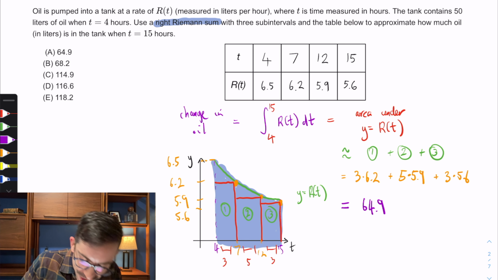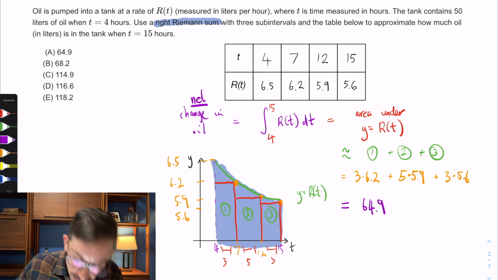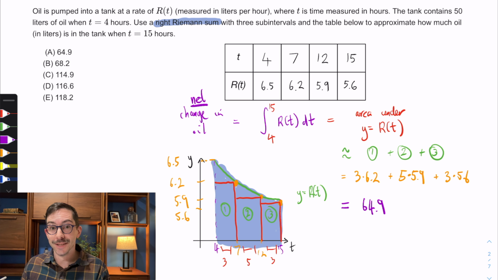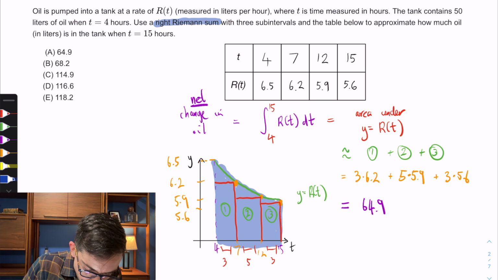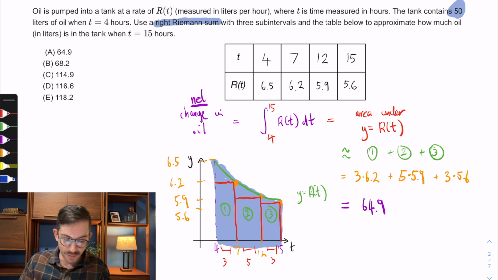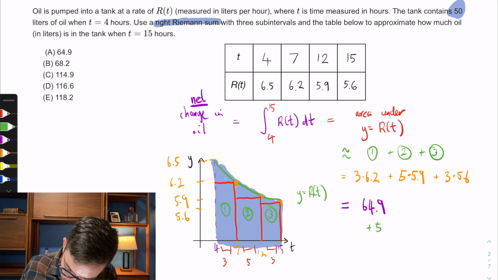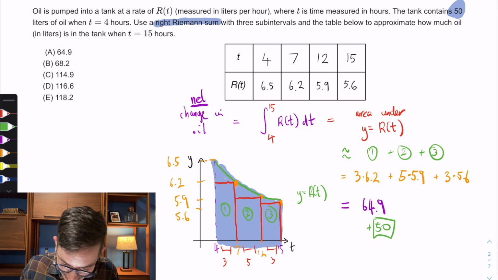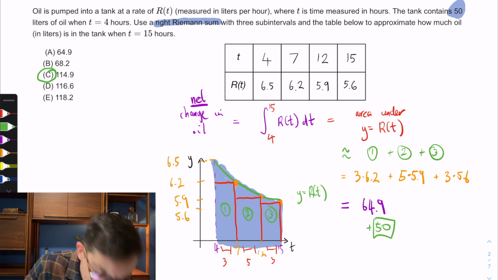Okay. This is the net change in oil. That's how much oil was added to the drum between hours 4 and 15. We need to remember how much oil was in the tank to begin with. There were 50 litres of oil there. So I need to remember that is how much oil has been added to the initial 50 litres that were there. So my answer is actually going to be C.